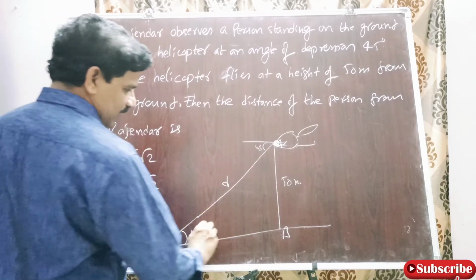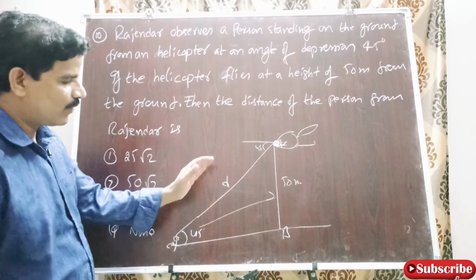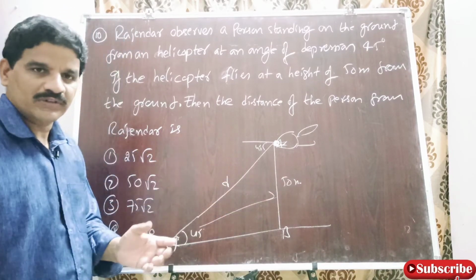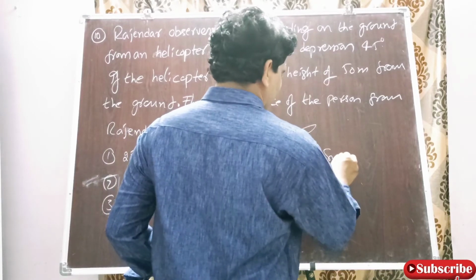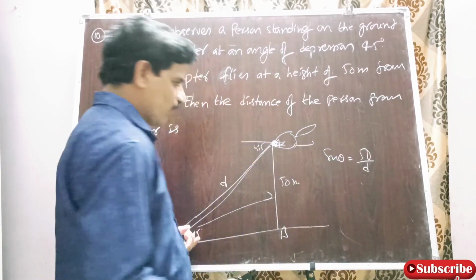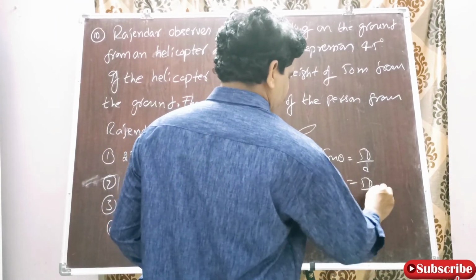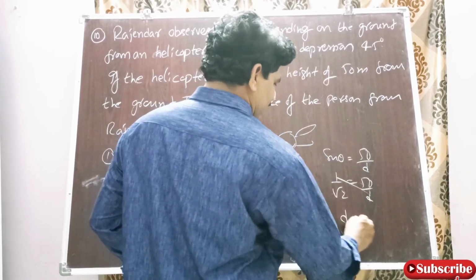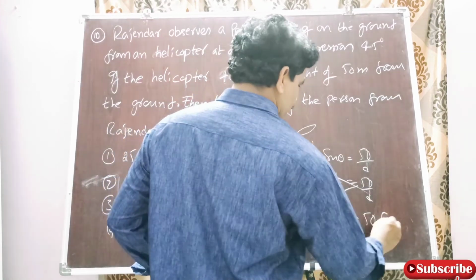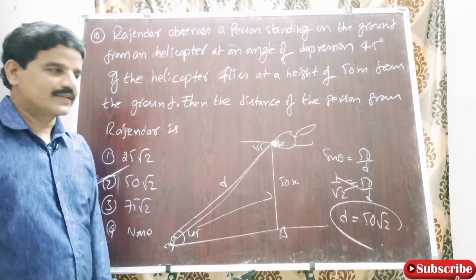I have opposite side for theta. I have, which is what? Opposite side. This is what? Hypotenuse. I want hypotenuse. Opposite by hypotenuse is what? Sin theta. Sin theta is equal to what? 50 by D. Theta is equal to 45. Sin 45 is 1 by root 2. 1 by root 2 is equal to 50 by D. When I cross multiply this, D is equal to 50 root 2. Which is what? Option 2 right answer.